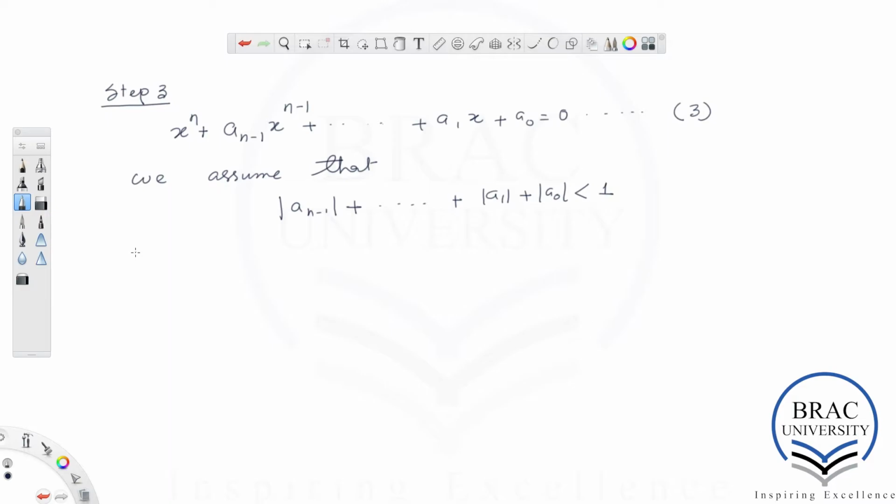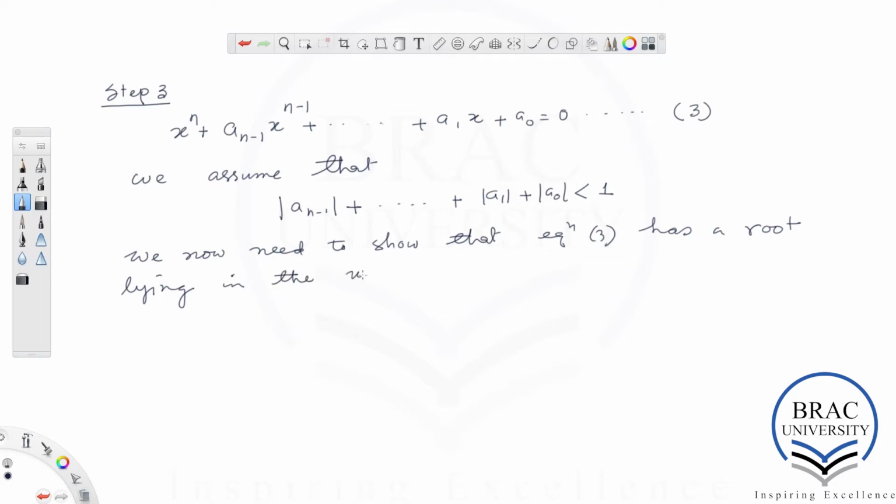Now we need to show that equation 3 has a root lying in the unit ball B2. Okay, this is what we are going to do in step 3. Let's prove it.